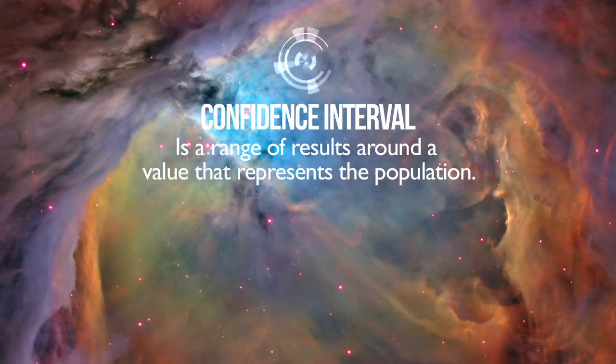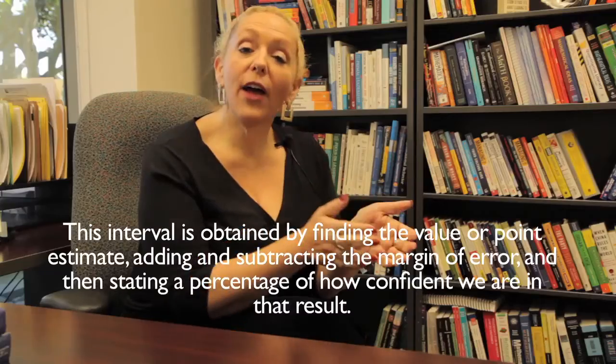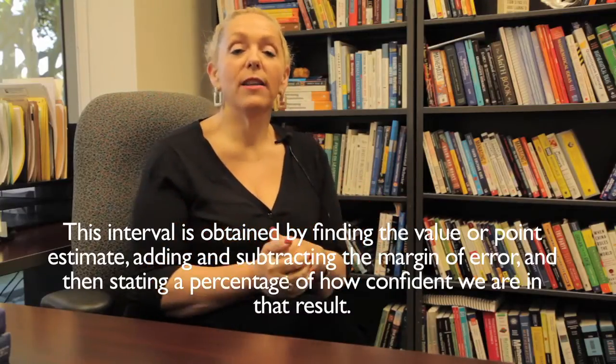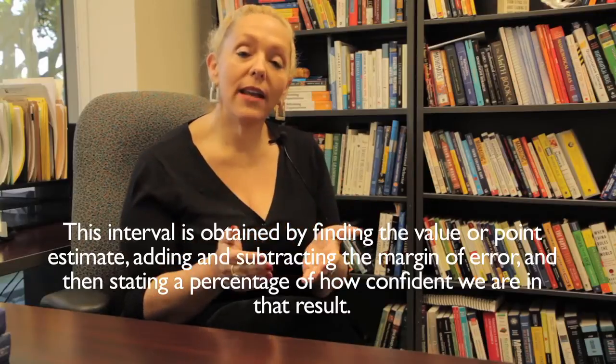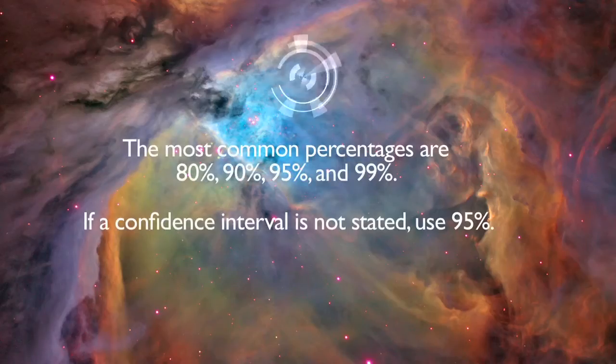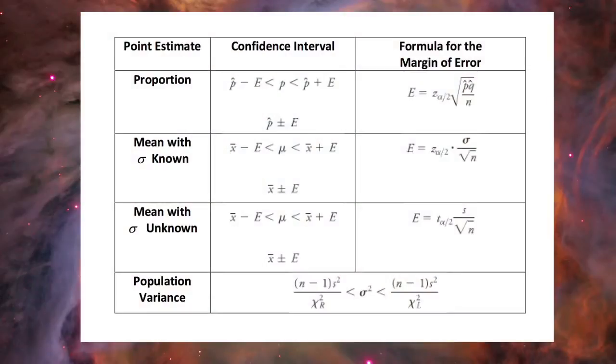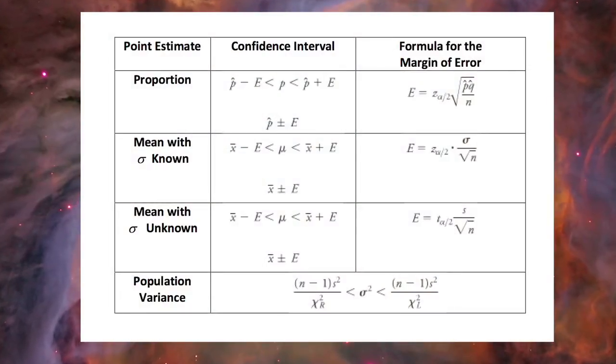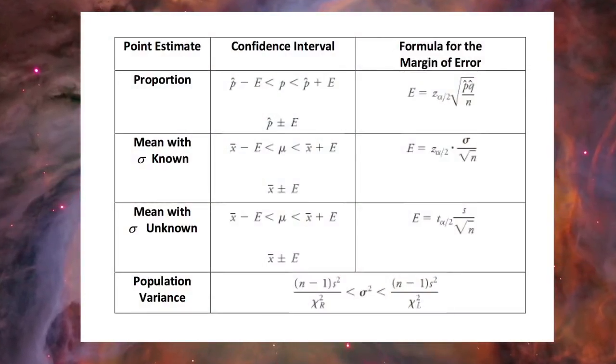So a confidence interval is a range of results around a value that represents the population. This interval is obtained by finding a value or a point estimate, then adding or subtracting the margin of error, and then stating a percentage of how confident we are in that result. The common percentages are 80%, 90%, 95%, and 99%. The most common percent is the 95% confidence interval, and we use that if it's not stated. The formulas for the confidence interval for a proportion, mean, and standard deviation are given in this table.